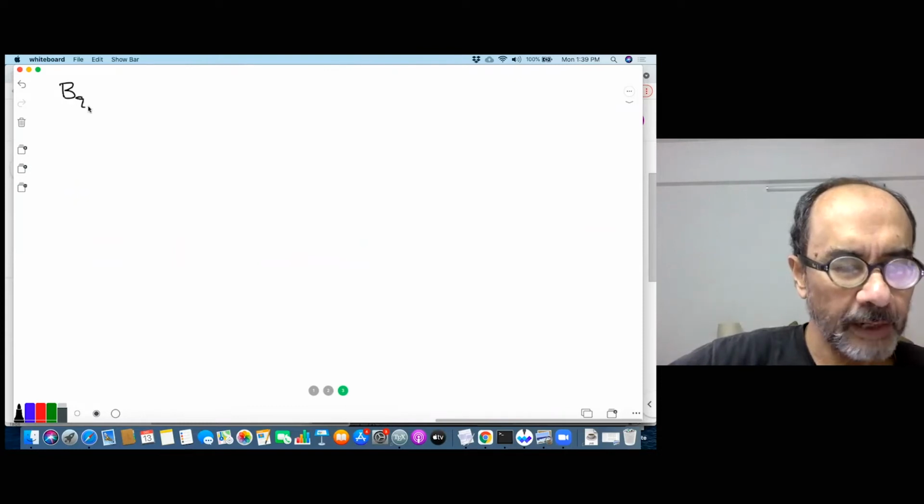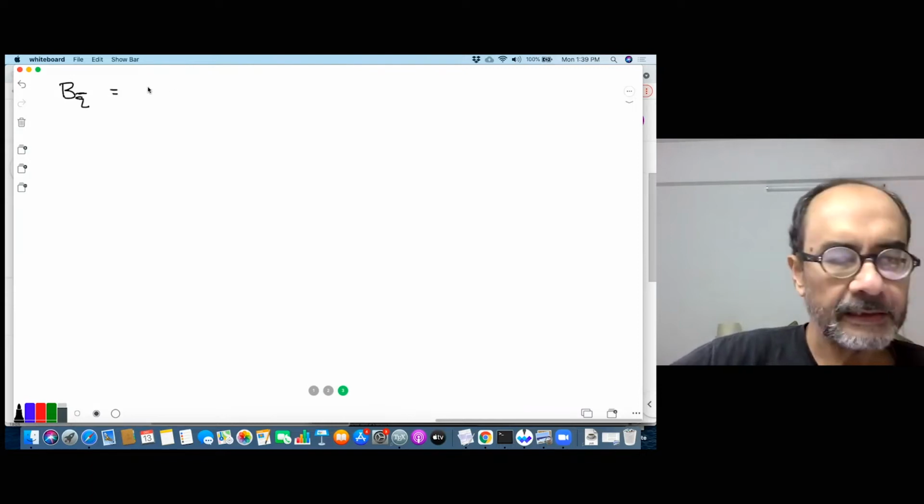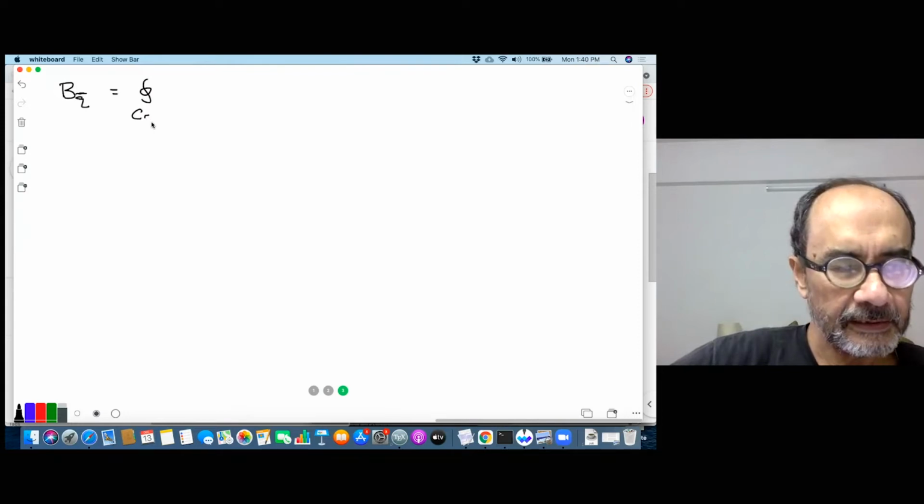So B of Q bar. The only thing that depends on Q bar is F5 bar. So this will be the integral over C5.